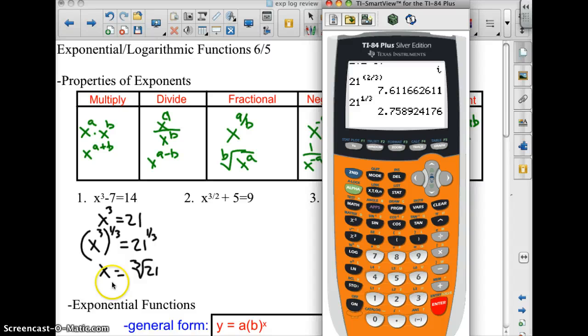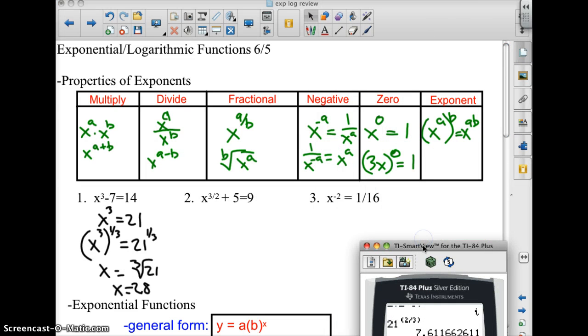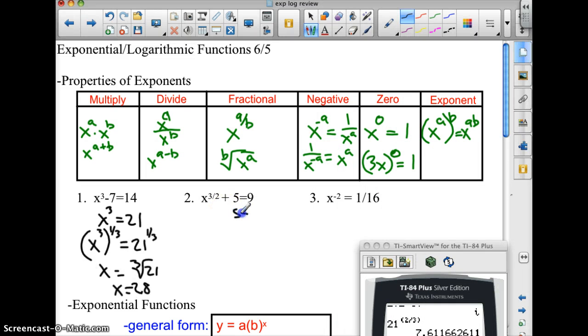All right, what do we got here? x to the 3/2 plus 5 equals 9. So what I'm going to do is subtract 5 from both sides.